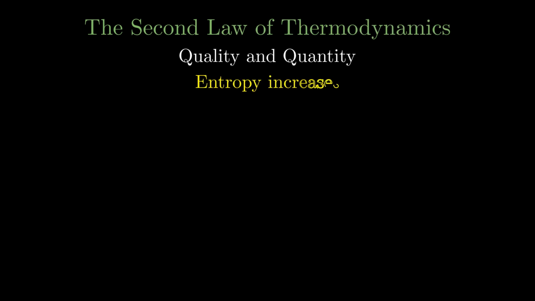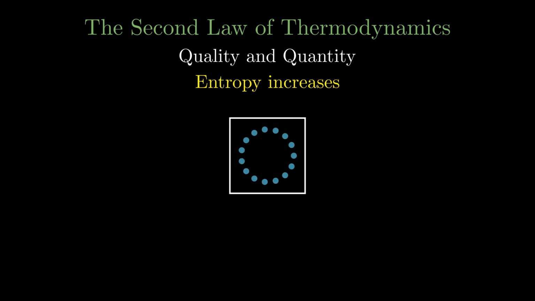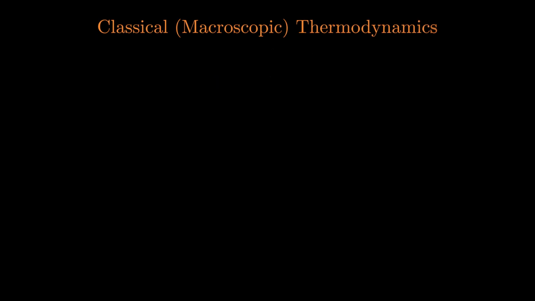The second law of thermodynamics says heat flows from hot to cold, never the reverse. It also means some energy becomes unusable. It is called entropy and it always increases.